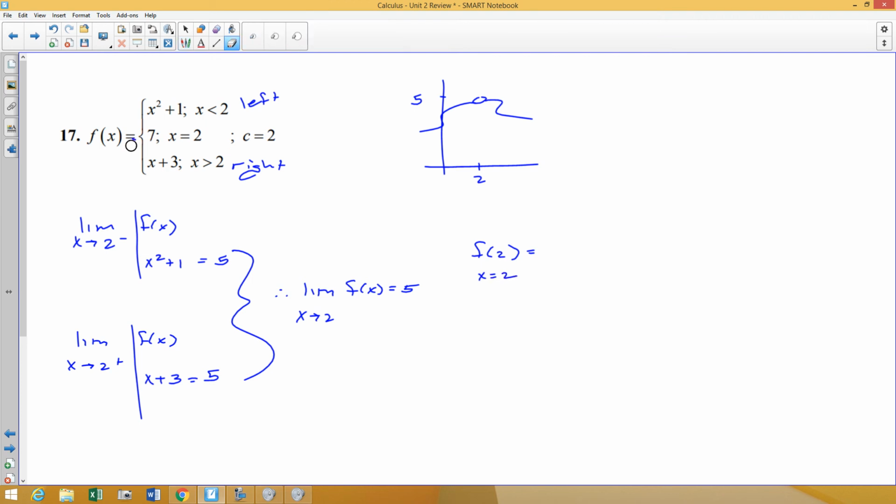And when x is equal to 2, my function value is 7, which means that the ordered pair 2, 7 is where I'm going to plot the point. And if I plot that point, you can see that we are not continuous. We have a removable discontinuity. And the reason is because the limit as x approaches 2 of f of x does exist, but it is not equal to f of 2. Therefore, removable discontinuity.